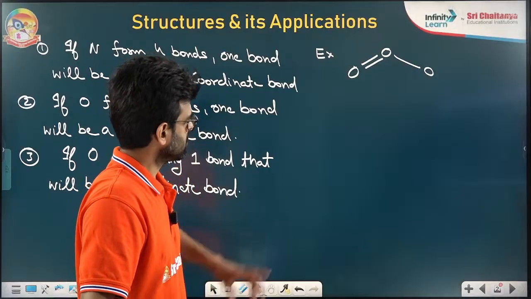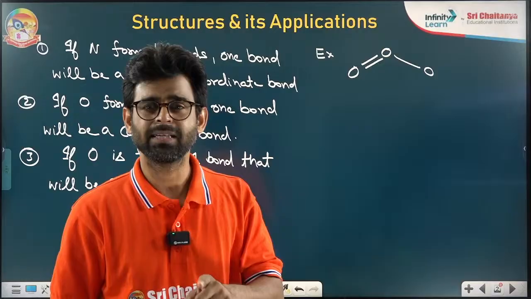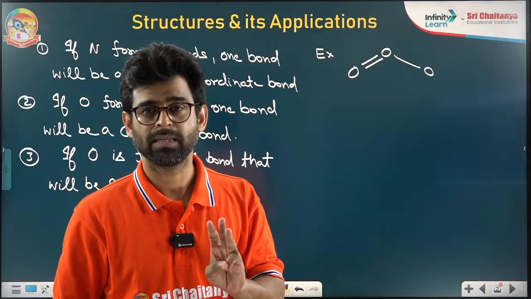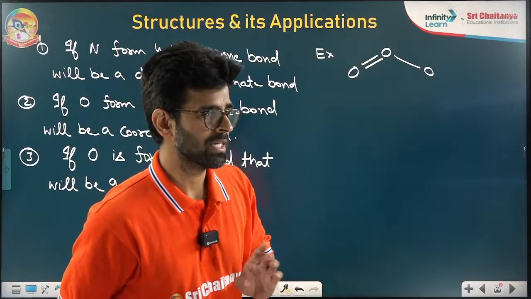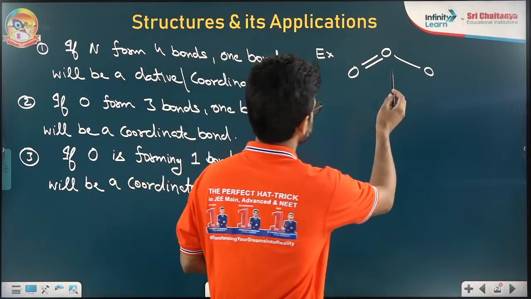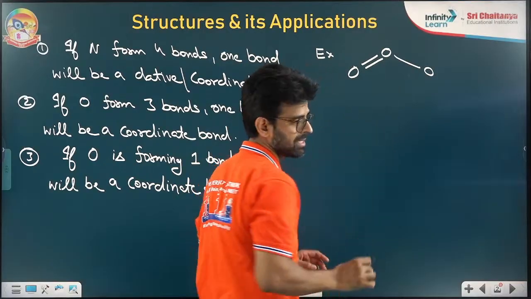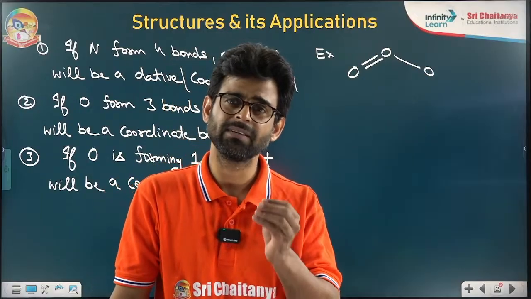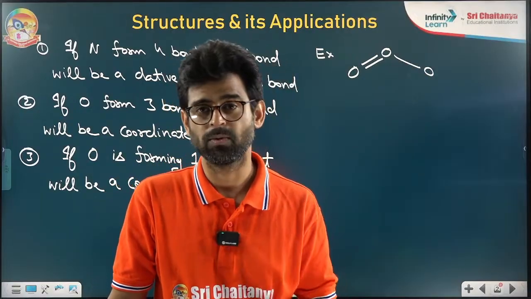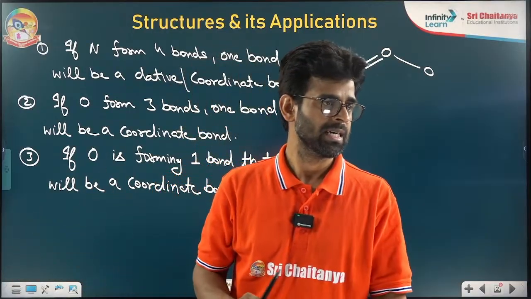Fine. I told the second point, if oxygen anywhere in a molecule makes 3 bonds, then definitely one of the bonds is a coordinate bond, right? So here you can say oxygen is making how many bonds? 1, 2, 3. The center oxygen is making 3 bonds. So definitely one of the bonds is a coordinate bond. And the third rule I am saying here, by chance you forgot about, right?